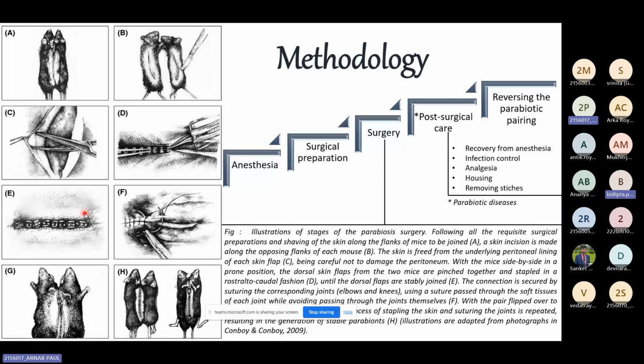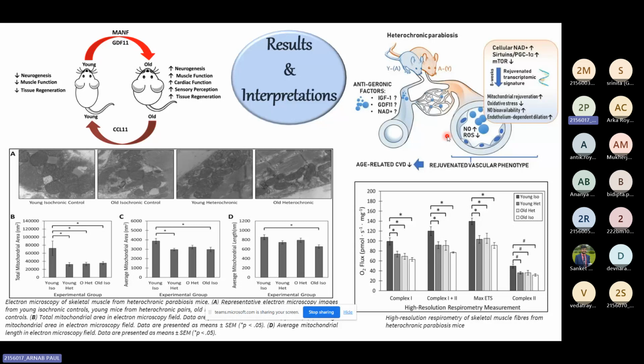Now, the post-surgical care is the most vital phase in this experiment, because 50% of the parabionts die before the formation of complete anastomosis in 2 to 3 weeks due to parabiotic intoxication or parabiotic disease. But due to improved anesthesia and post-operative monitoring, 90% of the pairs recover from the procedure and are examined after reversing the parabiotic pairing. So as we learned, it takes almost 3 weeks for complete anastomosis.